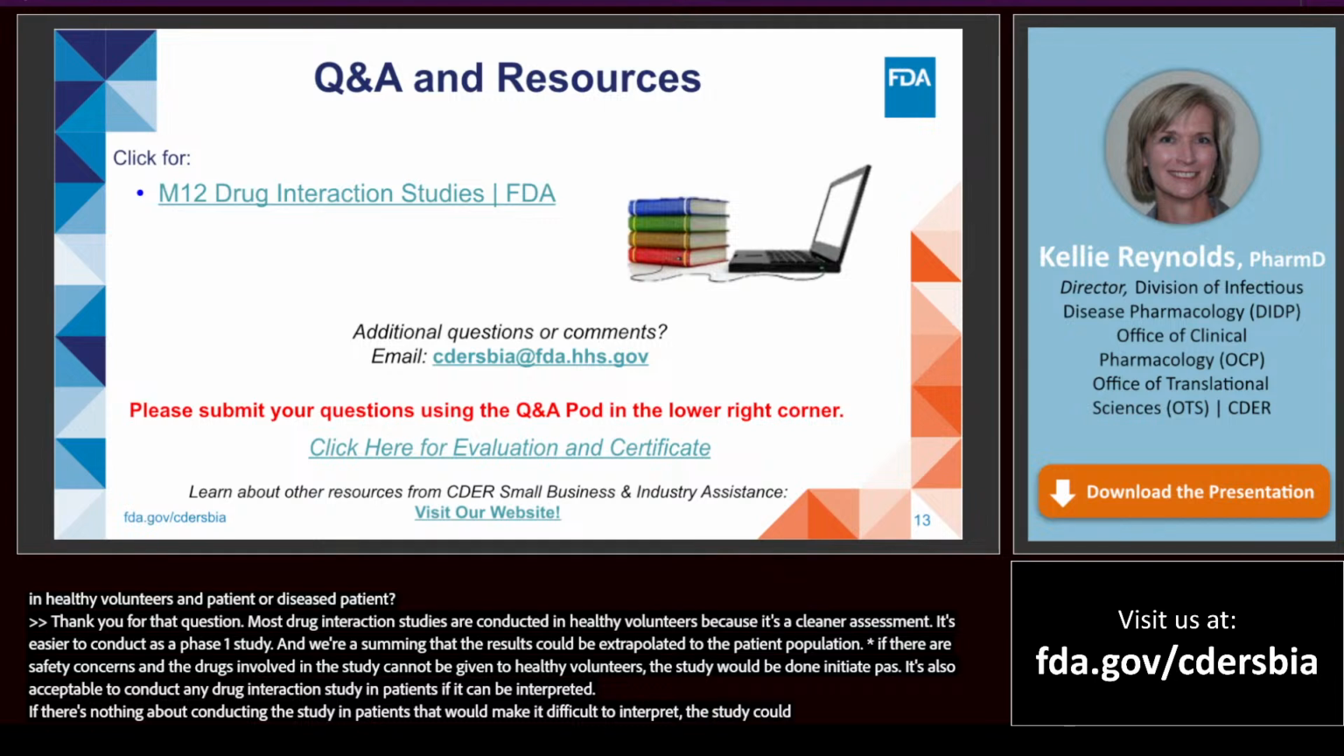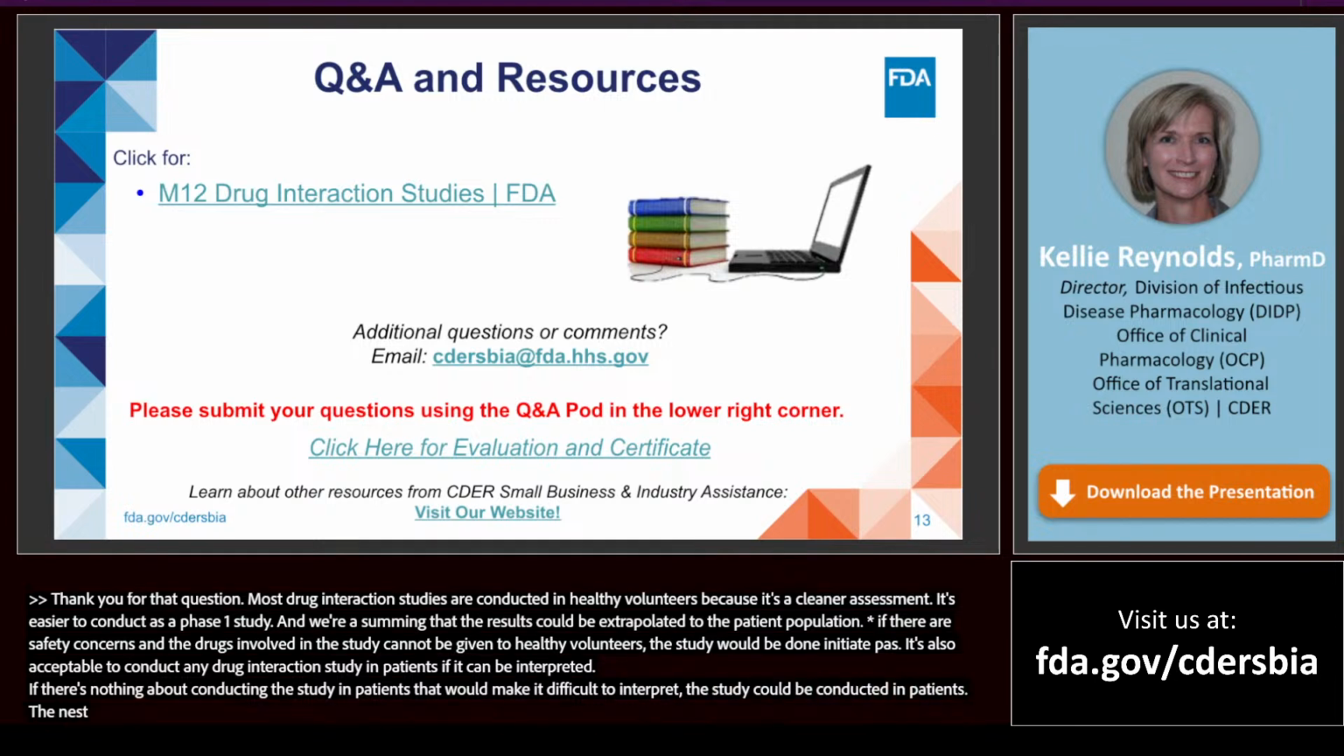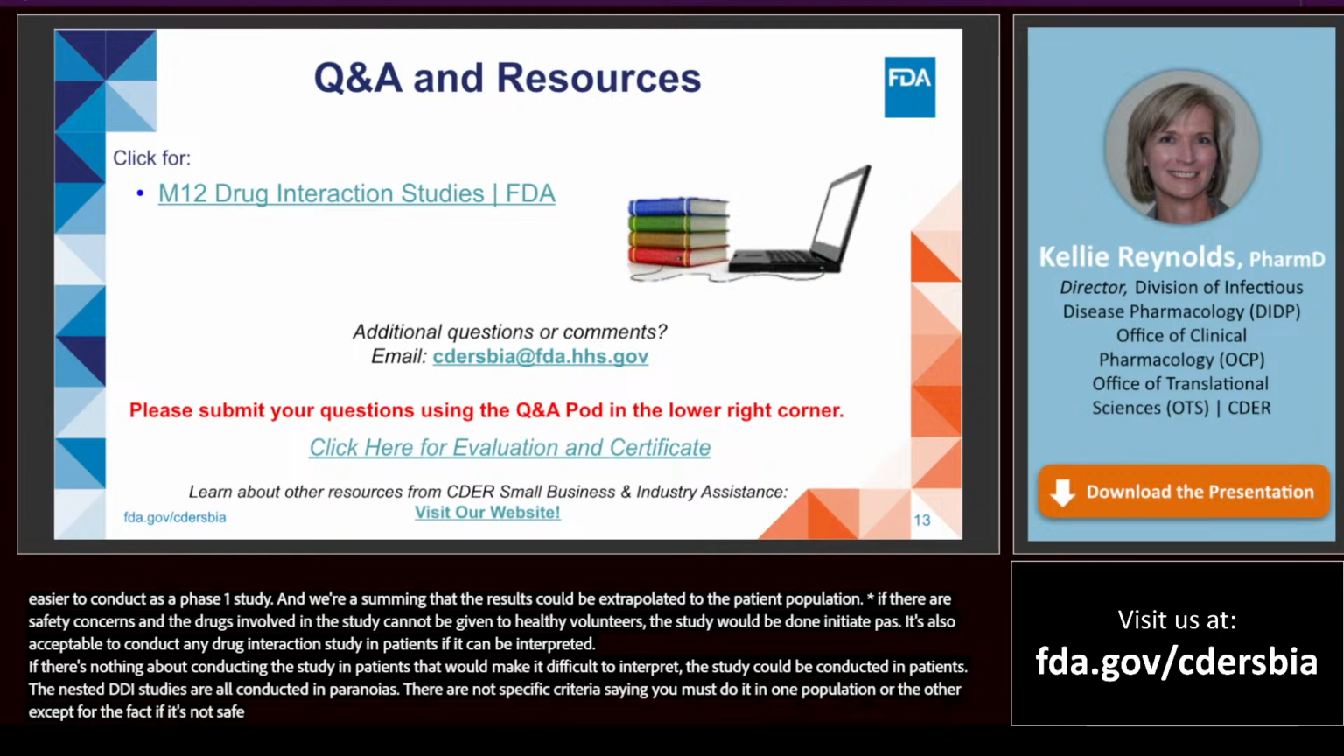In particular, the nested DDI studies are all conducted in patients. So there are not specific criteria saying you must do it in one population or the other, except for the fact that if it's not safe to give to healthy volunteers, it should not be done in healthy volunteers. Thank you for that question.